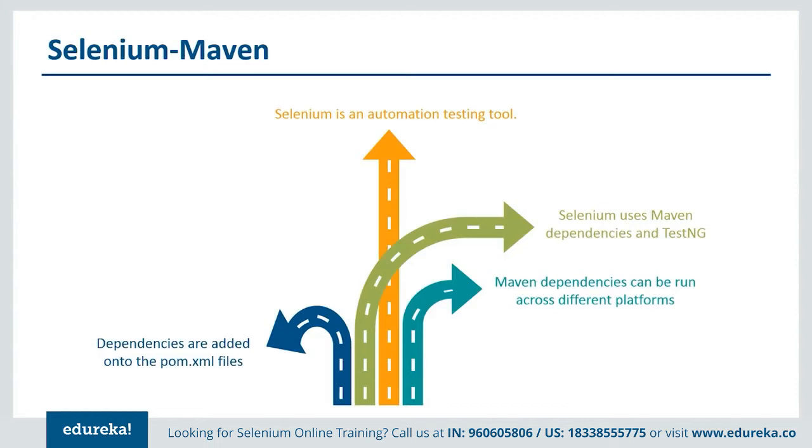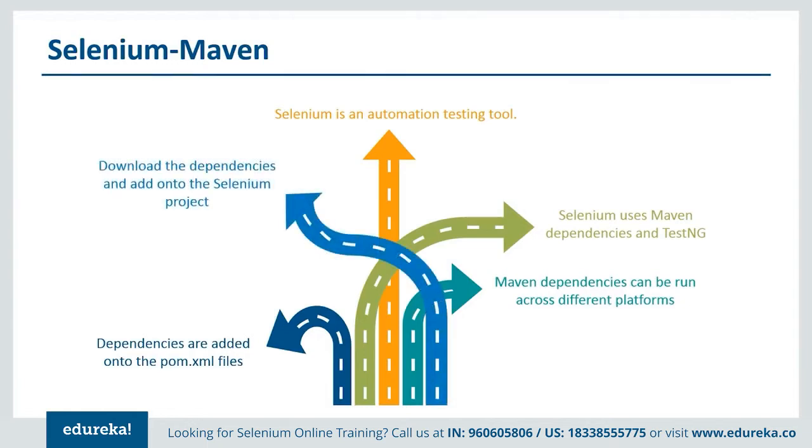It is in the XML form. So all the dependencies are stored in this file. And once this is done, we are going to integrate it with the Selenium project. That is, the dependencies are added to the Selenium project. So this is how Selenium Maven works.